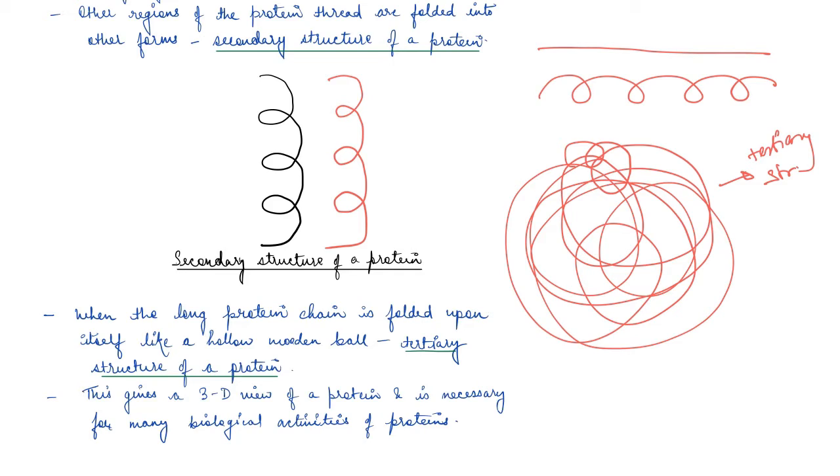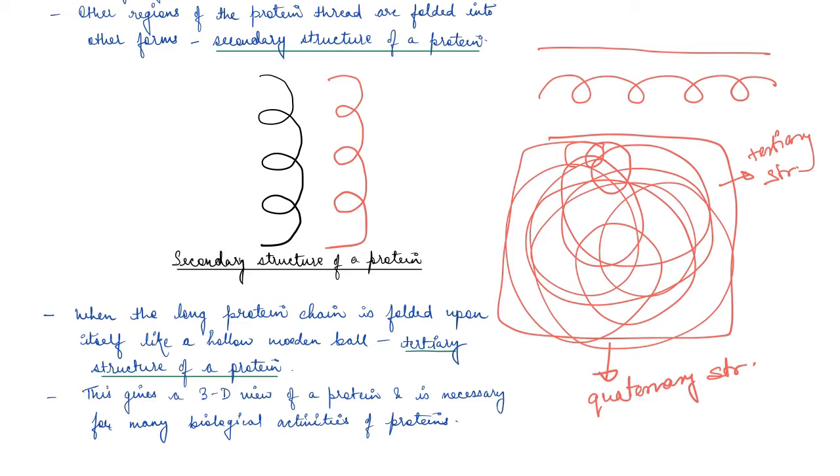Now, in some cases, in some proteins, what happens is that they even fold, in the form of a plate or a cube. So this structure now basically gets folded in the form of a cube or a plate, right? So this even more folded structure is known as quaternary structure.